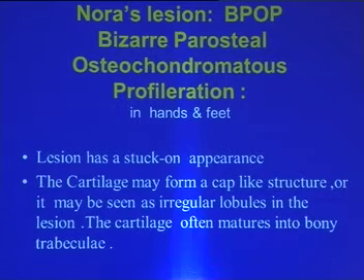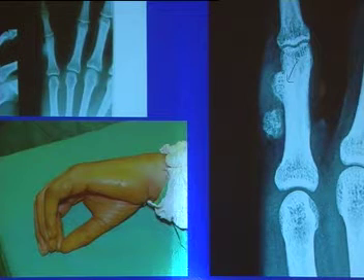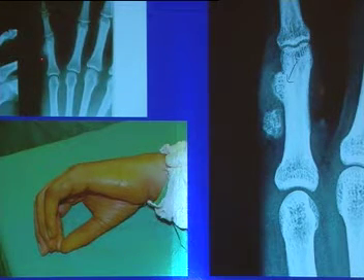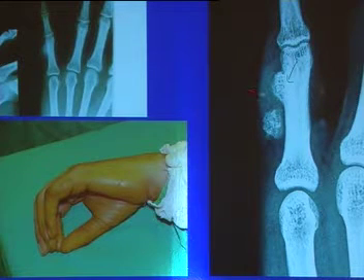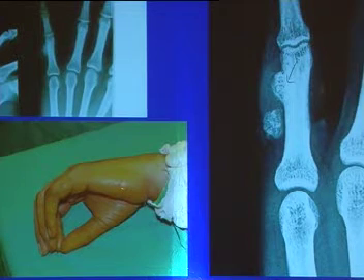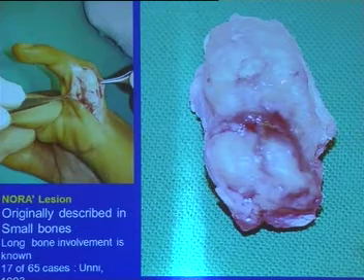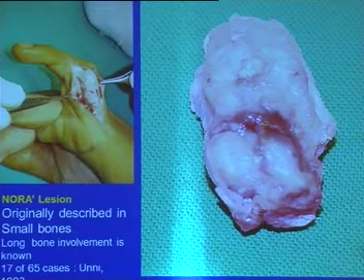Shah Alam is not there, but he was wanting to know about Nora's lesion, also known as BPOP, initially described in hands and feet. It has a stuck-on appearance and a cartilage cap. And Manish, you may recollect this patient again, it's your patient, and he had this single lesion and subsequently he developed another lesion. As you see in this clinical photograph, it is seen as a swelling on the lateral side, and these are the surgical pictures, and this is how the gross of Nora's lesion looked like.